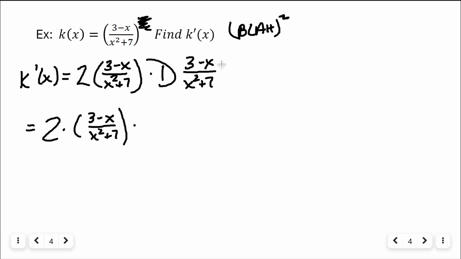Well, this is something with an x divided by something else with an x. You have to use the quotient rule. So we have to use the quotient rule to find this derivative. Okay, so the quotient rule.